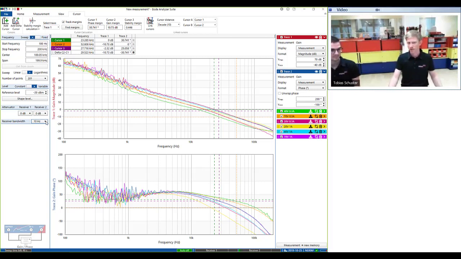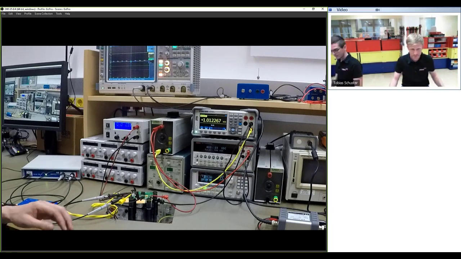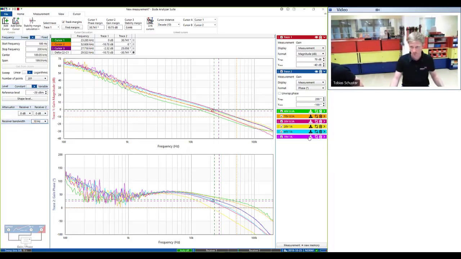So as a next step, we now will measure the compensator, I think. Let's have a look at the presentation. The next step is measuring the compensator, and for that we move the channel 2 connection from the output voltage, so from the upper side of the injection resistor, to the comp pin. So I put on the camera. I'll do it now. So I'll put that into memory here. Channel 2.